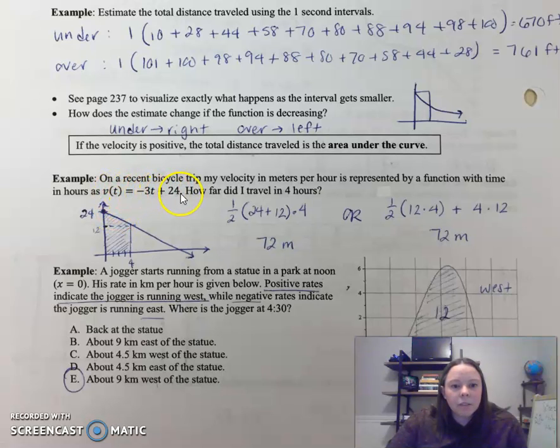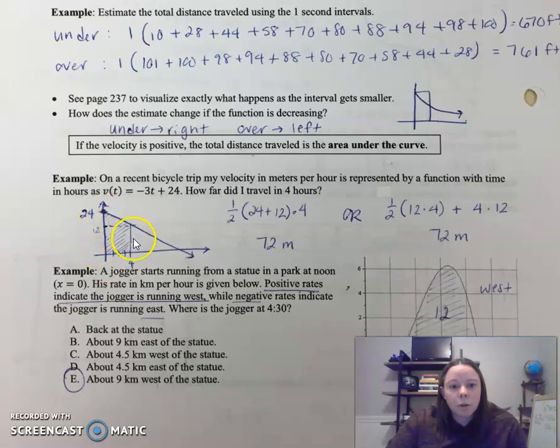On a recent bicycle trip, my velocity in meters per hour is represented by a function with time in hours. And that's nice because it's just a line. So I went ahead and graphed that. How far did I travel in 4 hours? All right. So I have the velocity graph. I can find the area under that. We say curve, even though it's a line, but we can find the area under that curve.